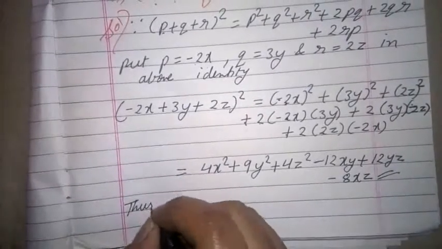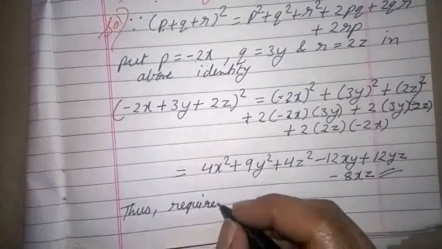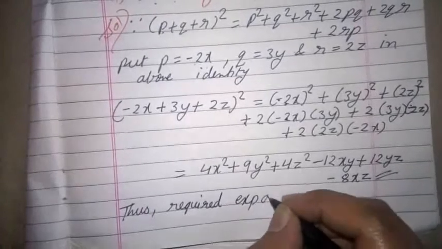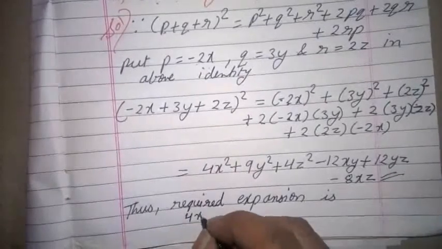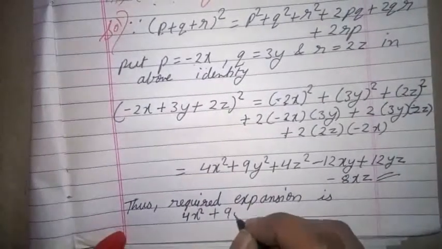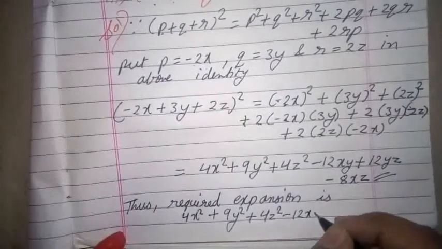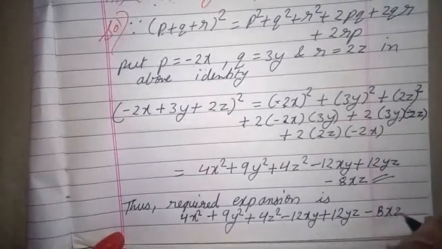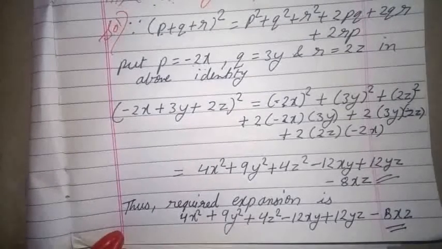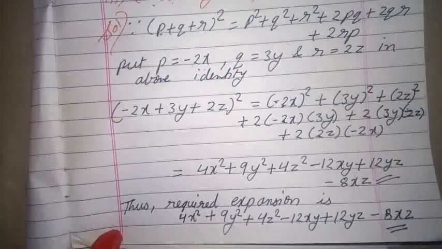So thus required expansion is 4x square plus 9y square plus 4z square minus 12xy plus 12yz minus 8xz. That's it. This is the expansion of third part. Here we can also write zx. Okay, now the remaining three parts will continue in next video.